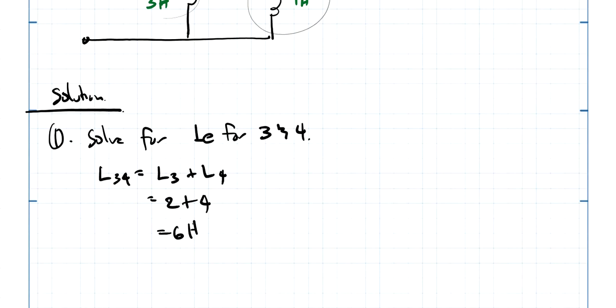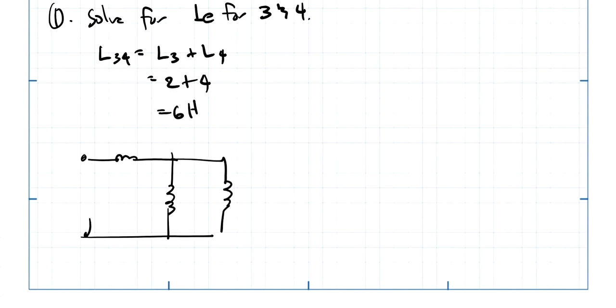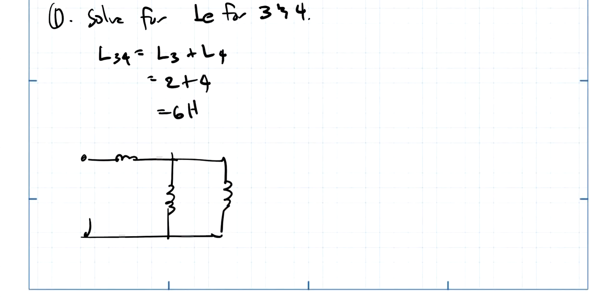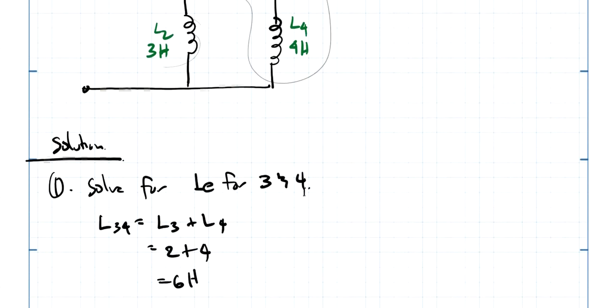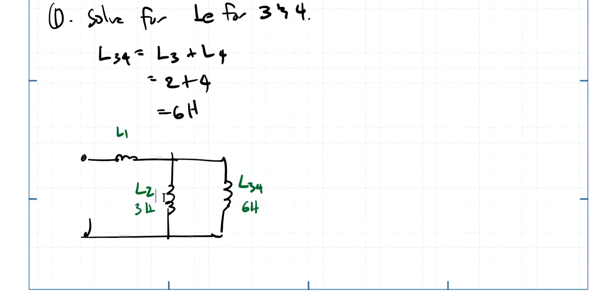Okay, next one is, if we draw this, here's our L3,4, and that is 6 henries. This is still L2 and L1. This is 3 henries, and 1 henry for L1. Okay, so now let's solve. We'll be solving this.